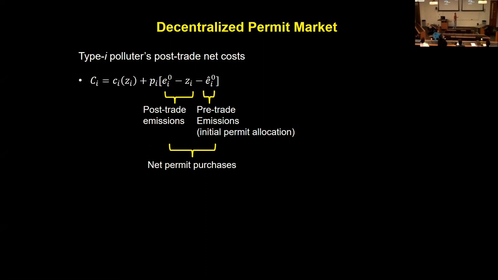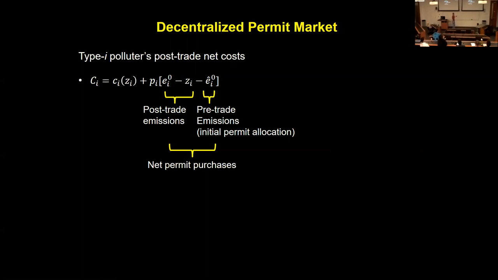Type 1 polluters post-trade, their net costs after trading is given by this relationship. Here's our abatement costs, and then here's the cost of our net permit purchases. This is likely going to be a positive value for point sources who are buying permits from non-point sources. It's going to be a negative value for non-point sources who are selling their permits to point sources, so this would be a source of revenue for them.